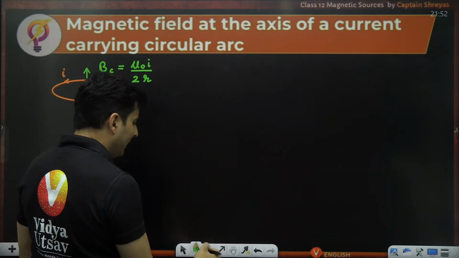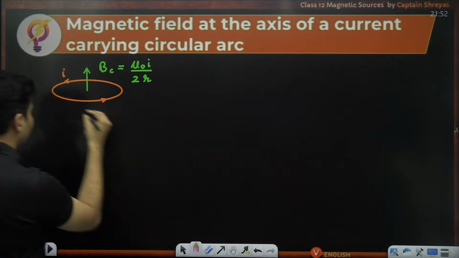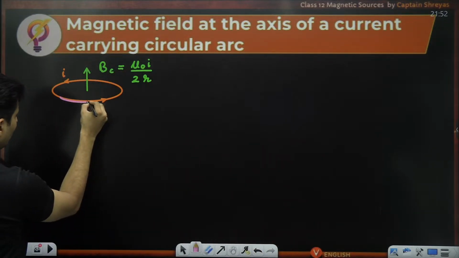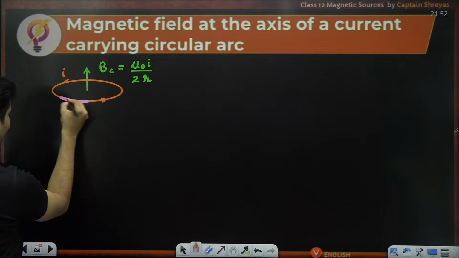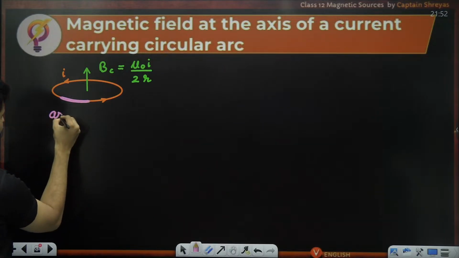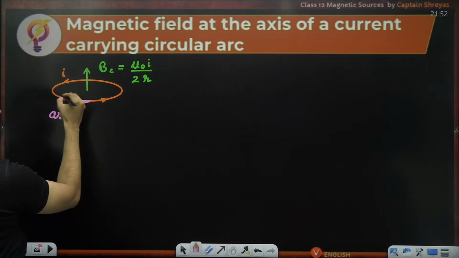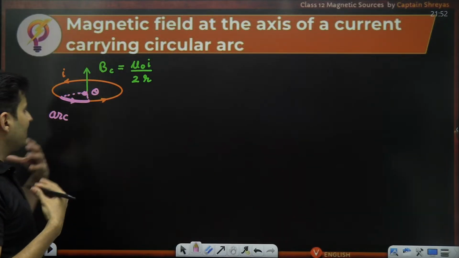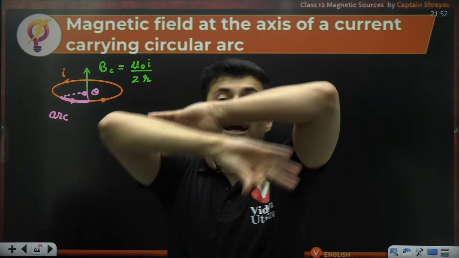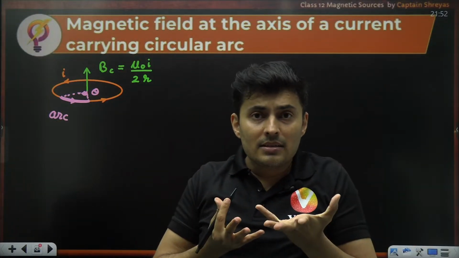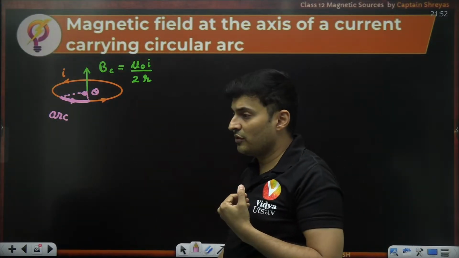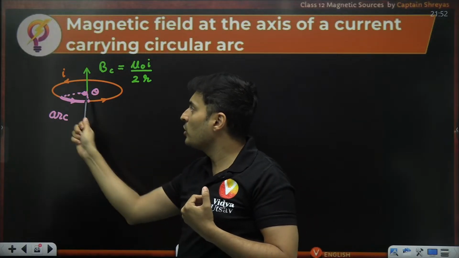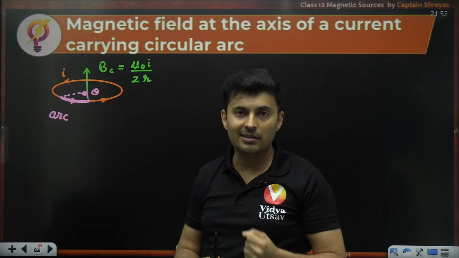Okay. What if I have to figure out the contribution only due to a part of the wire? Imagine there is an arc carrying some current. It's subtending angle theta. I think it is unitary method. If the entire 2 pi radians contributes to this much field, how much contribution will be there by theta radians?